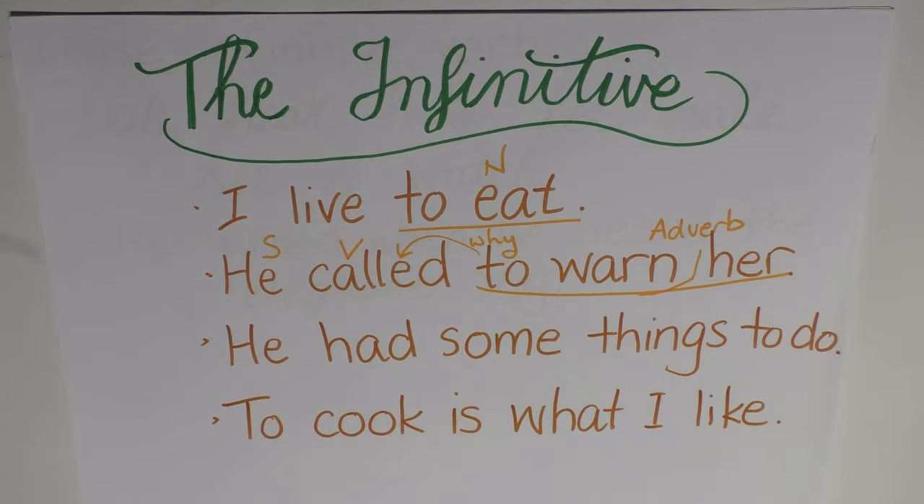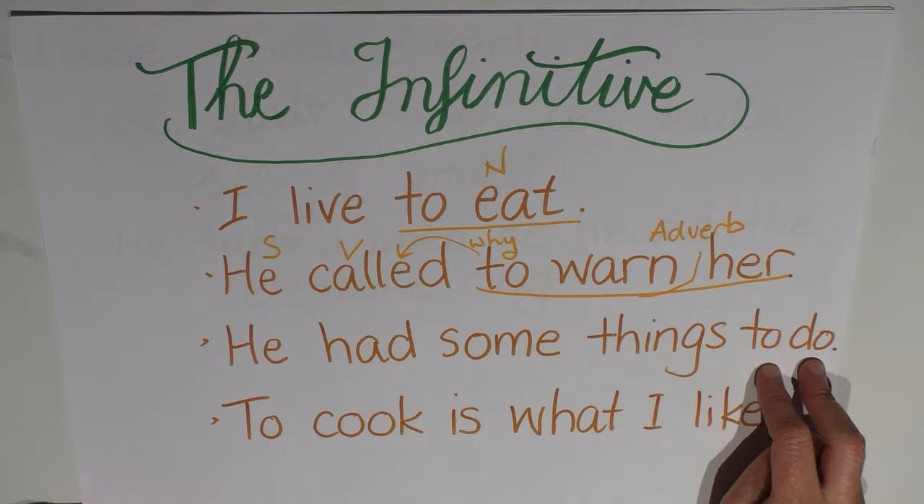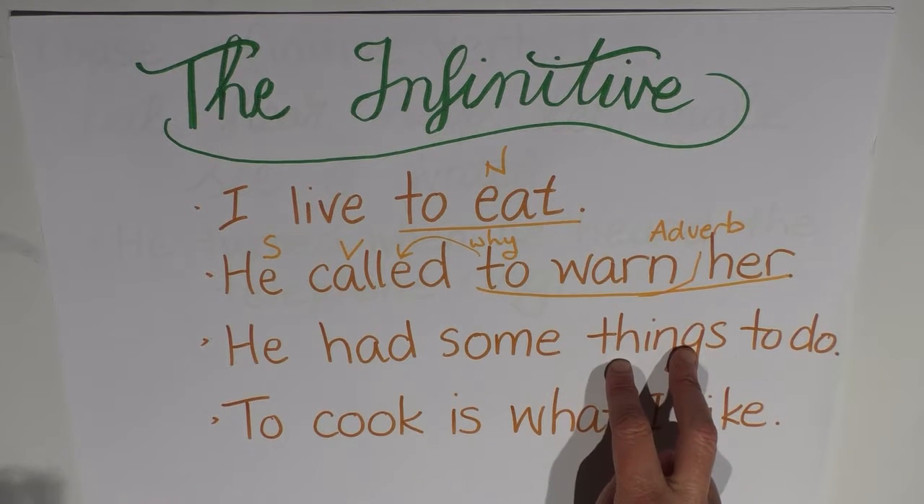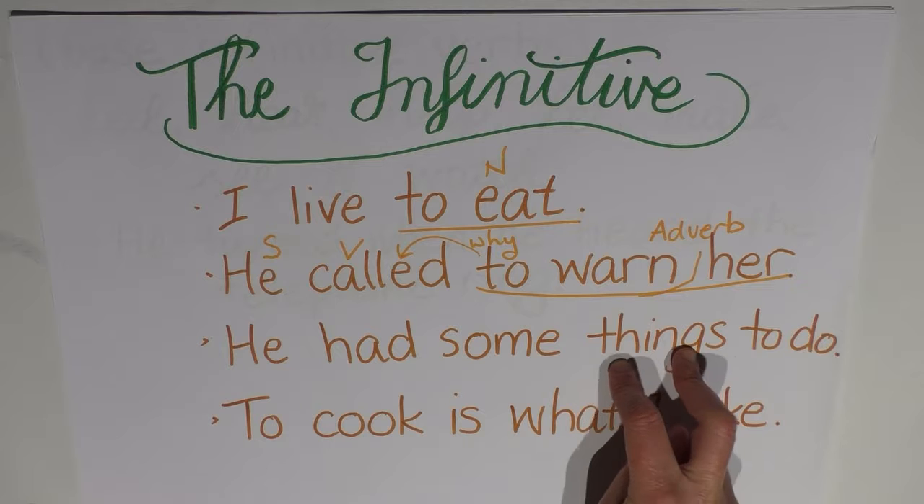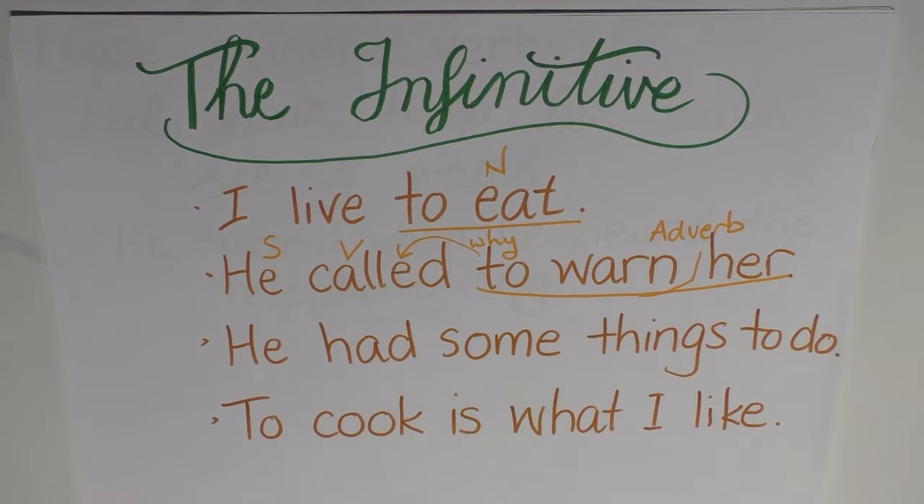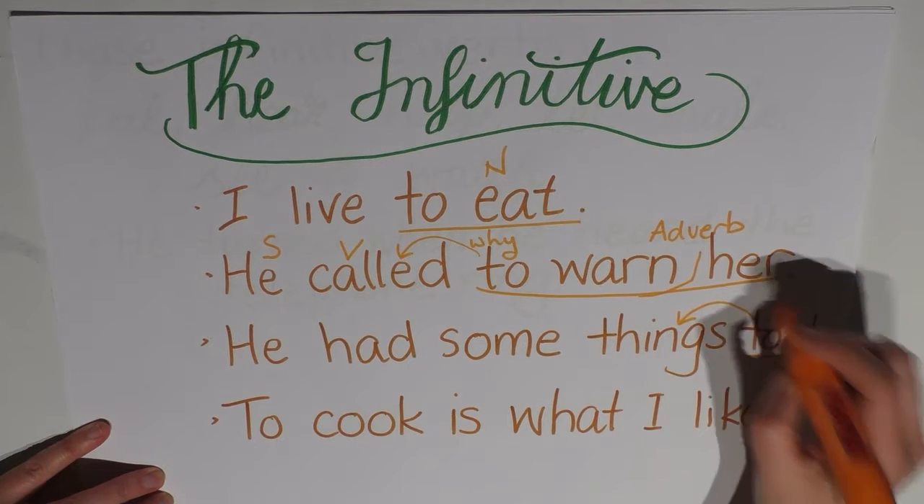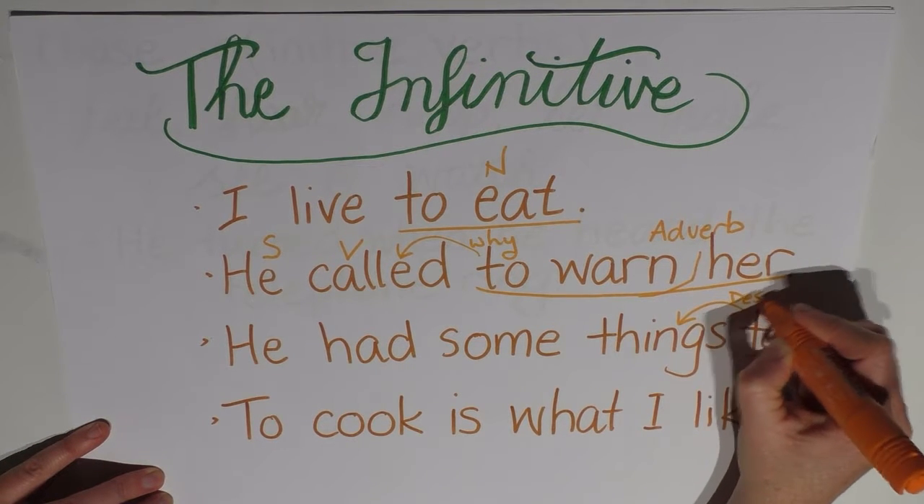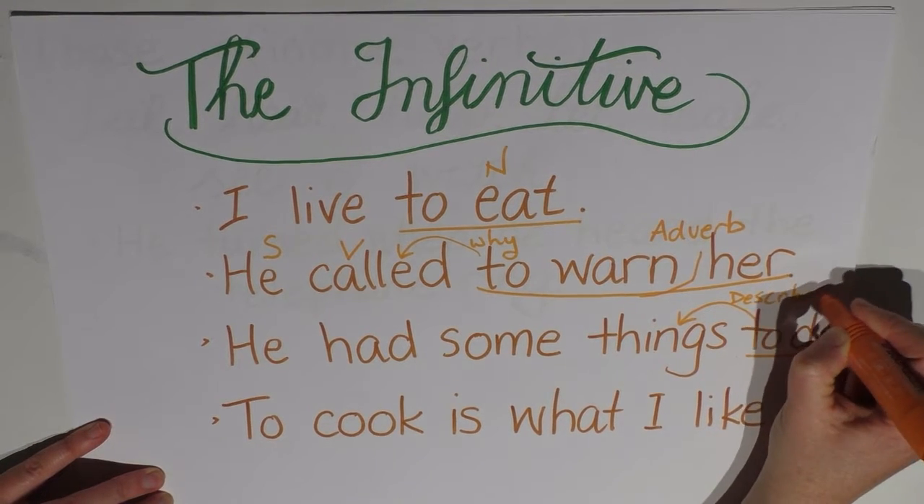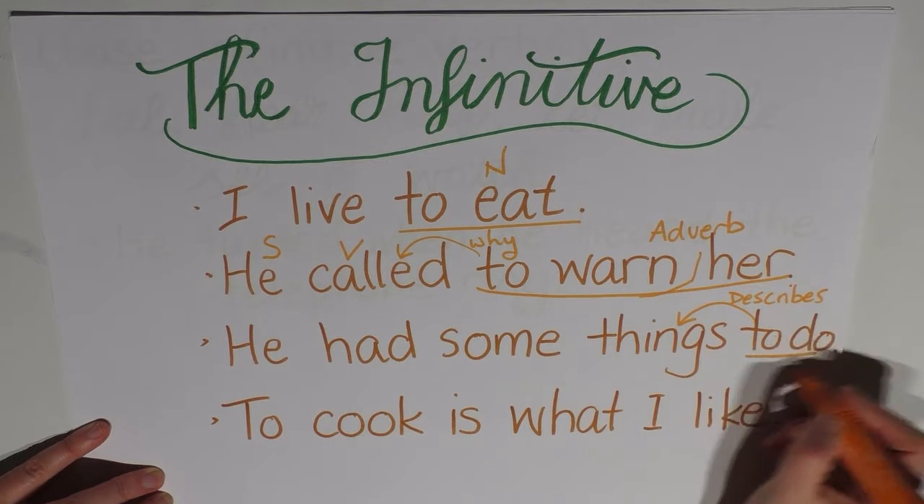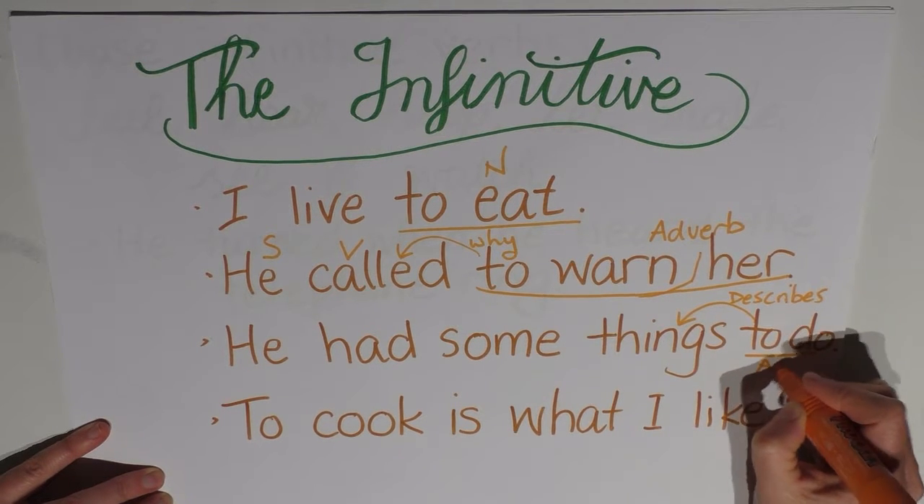All right, so let's have a look at the next sentence. He had some things to do. Now, to do in this instance is actually describing the things that he had. So things is a noun, and anything that describes things or a noun is in fact an adjective. So here's a situation where the infinitive form of the verb is acting as an adjective.